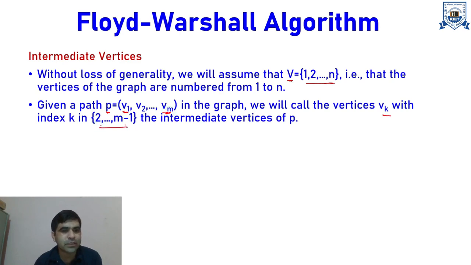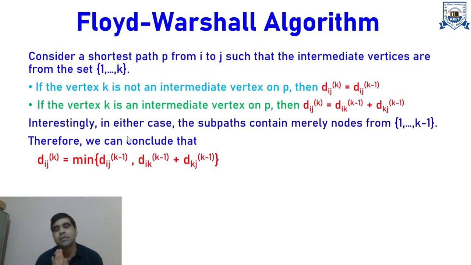All the vertices in between are called the intermediate vertices of this path P. Now the basic idea behind the Floyd-Warshall algorithm is that we'll consider the shortest path P from a vertex i to j such that the intermediate vertices are from 1 to k. We'll take k one by one; k will take all values actually.